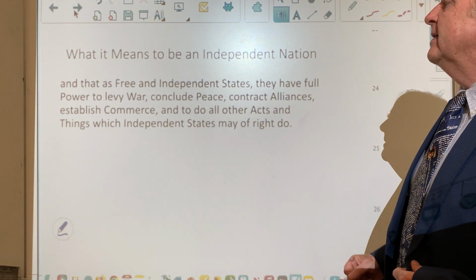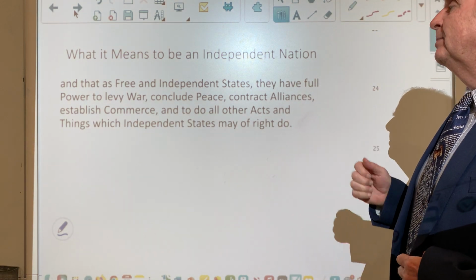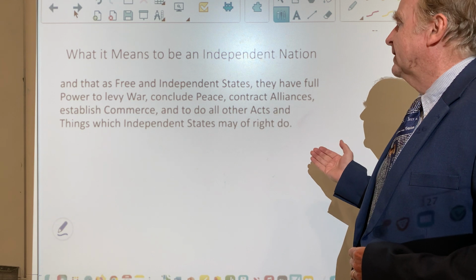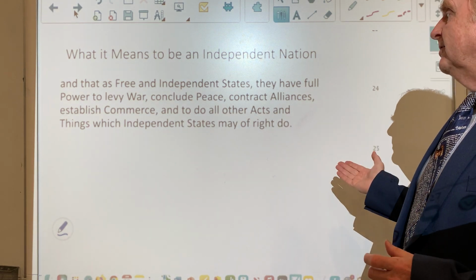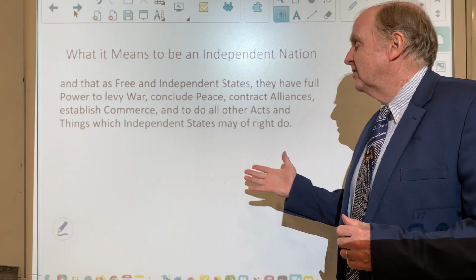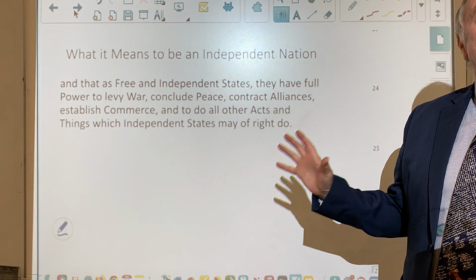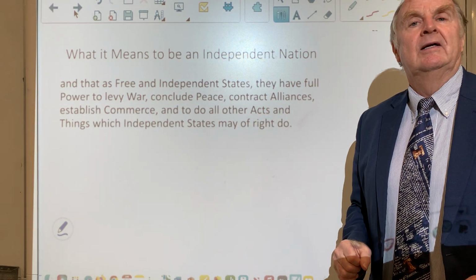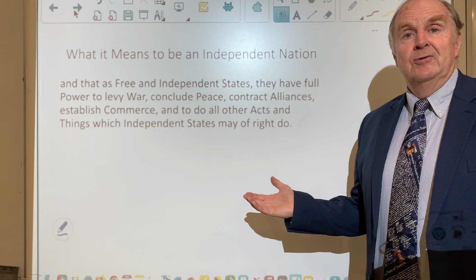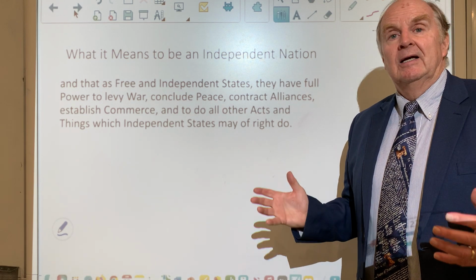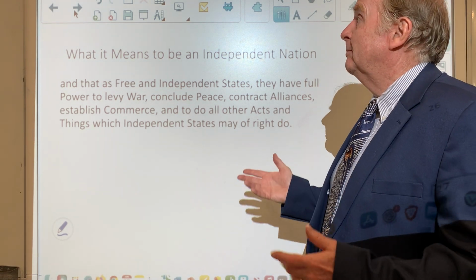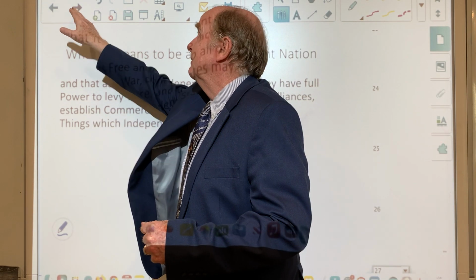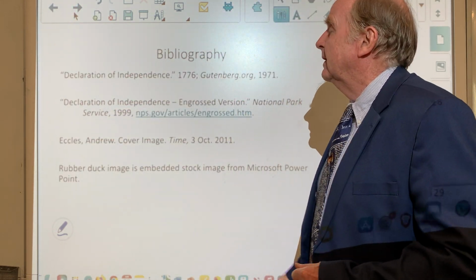And so what does this mean? As free and independent states, they have full power to levy war, conclude peace, contract alliances, establish commerce, and do all other acts and things which independent states may of right do. Okay, independent states do these things, and the United States of America have the right to do these things as well because we are an independent nation.